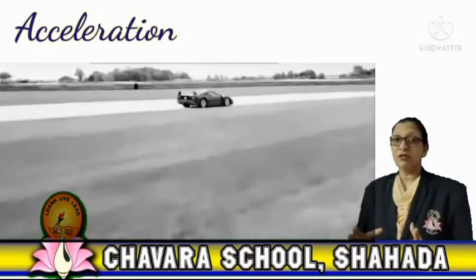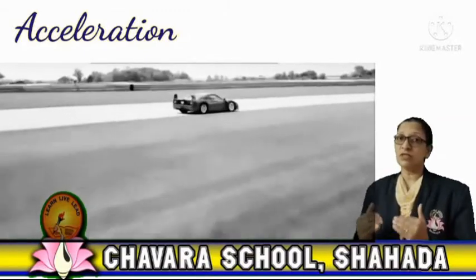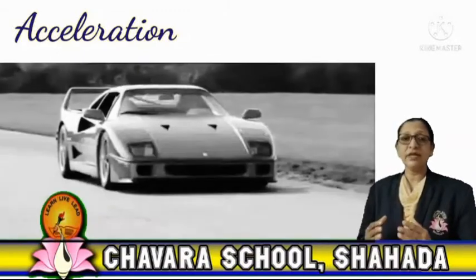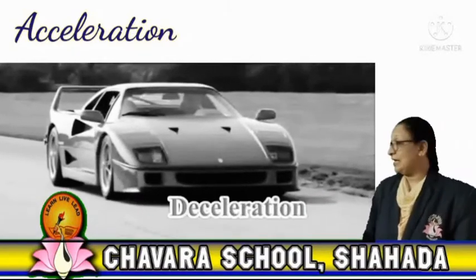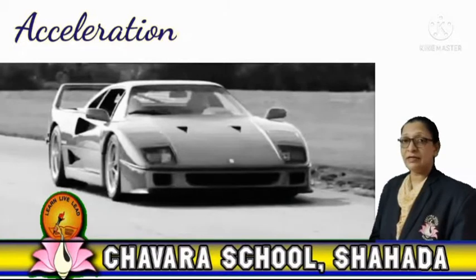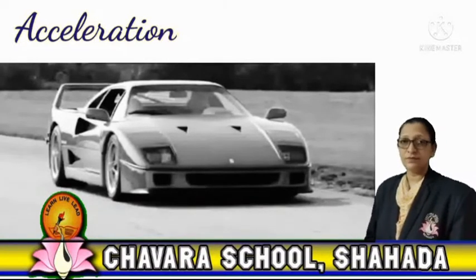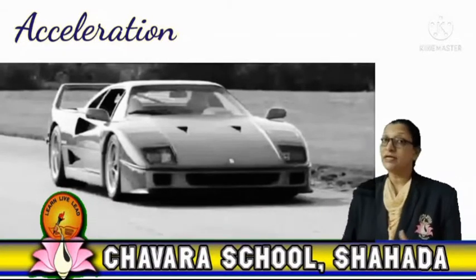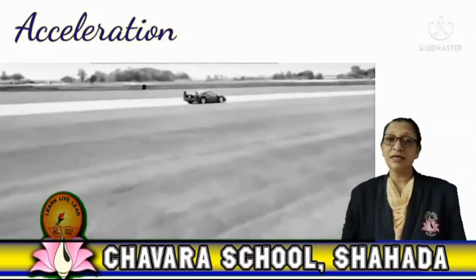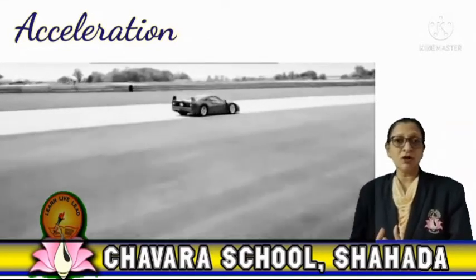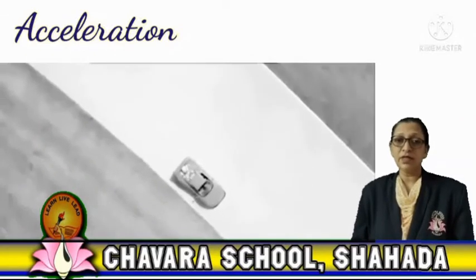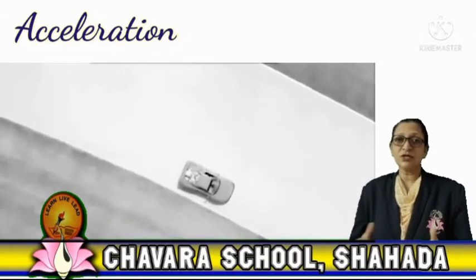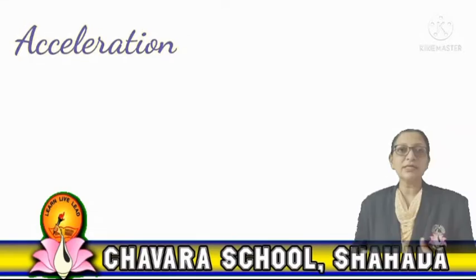Secondly, when velocity of an object decreases with time, then it is said to be negative acceleration. Here, the direction of velocity and acceleration is opposite. It is also called deceleration. If velocity of a moving object does not change, it remains constant. In this case, acceleration is said to be zero acceleration.